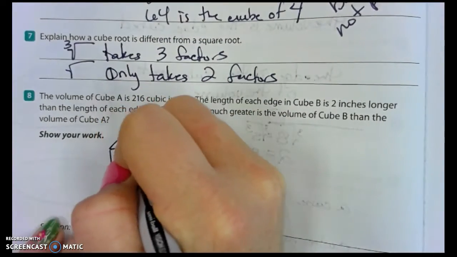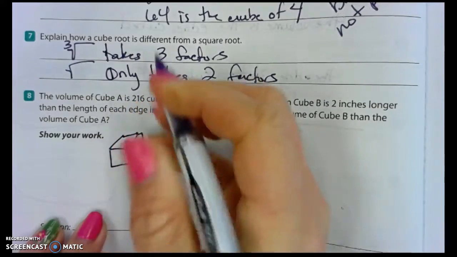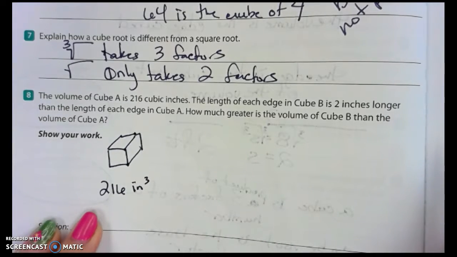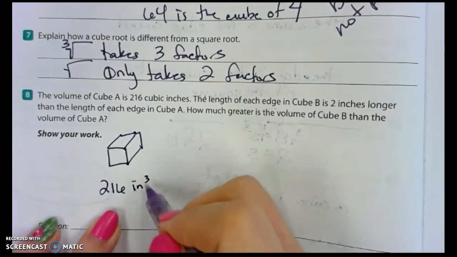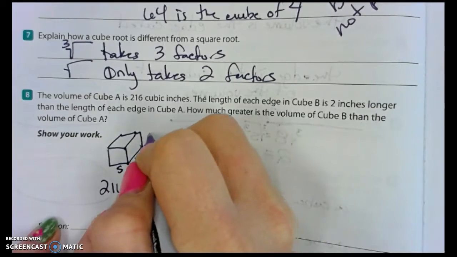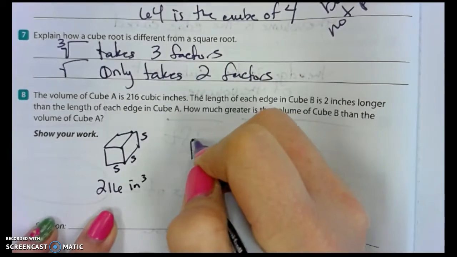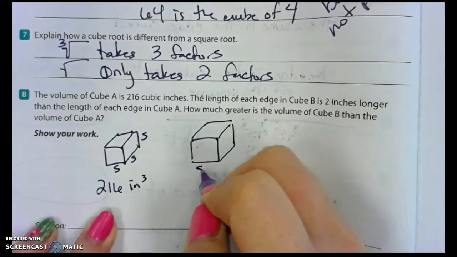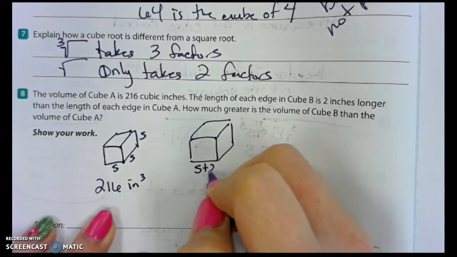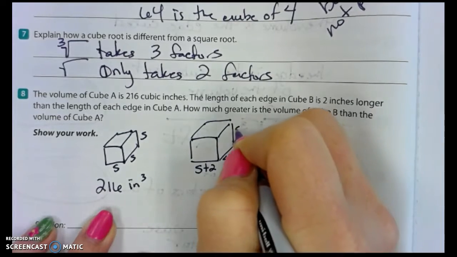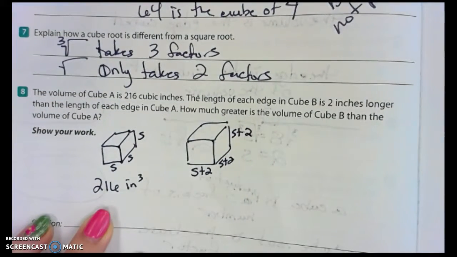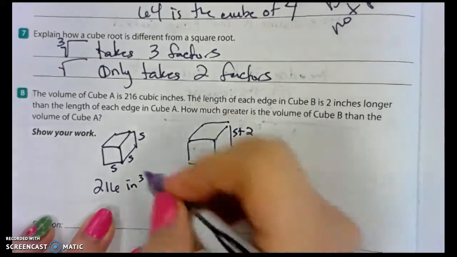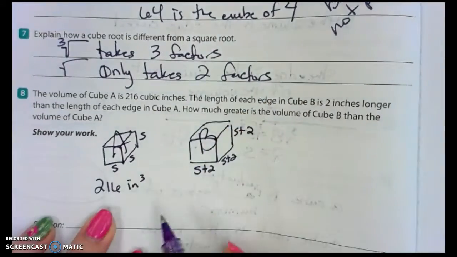Cube A has a volume of 216 inches cubed. We can use the volume to find the side length. Cube B is still going to have a side length, but we're going to increase it by 2, making it bigger, okay, S plus 2. Once we know S, we'll be able to solve for cube B. This is A, this is B.